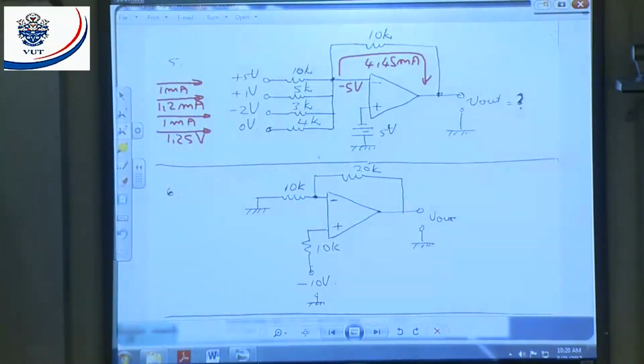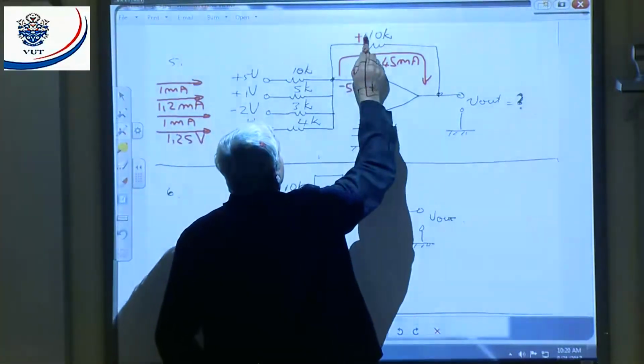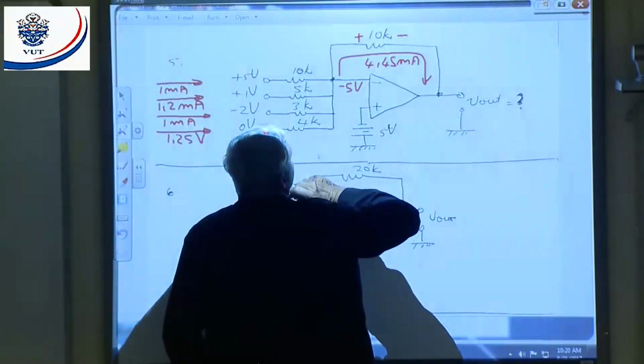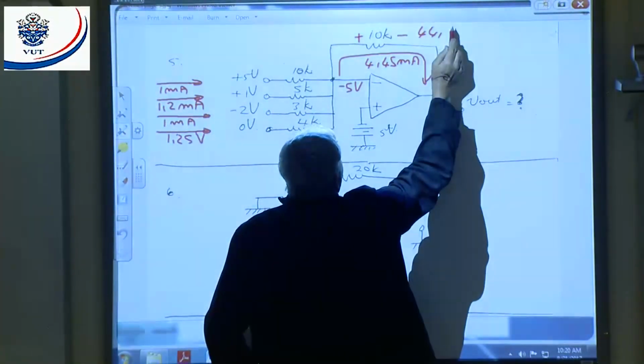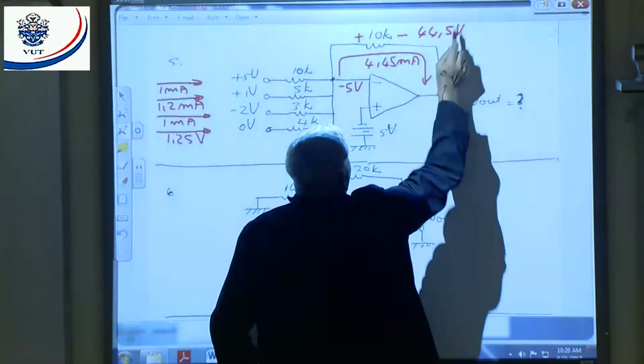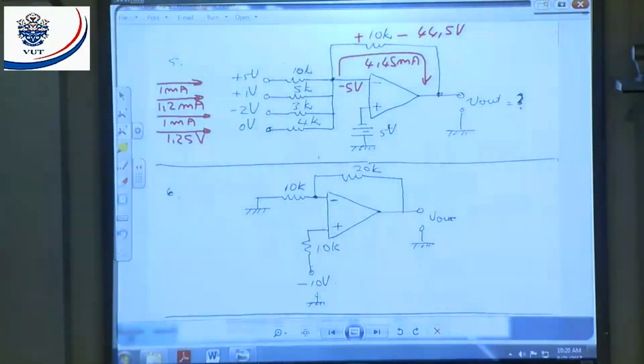You agree? All right, that means if I take 4.45 milliamps multiply by 10k, that means this side will be positive, that side will be negative. That will give me 44.5 volts across the 10k.